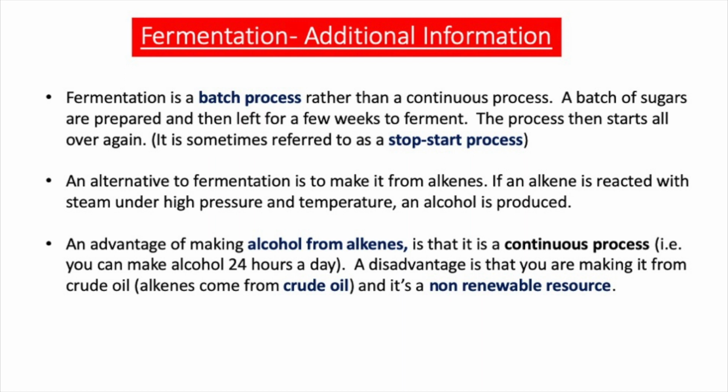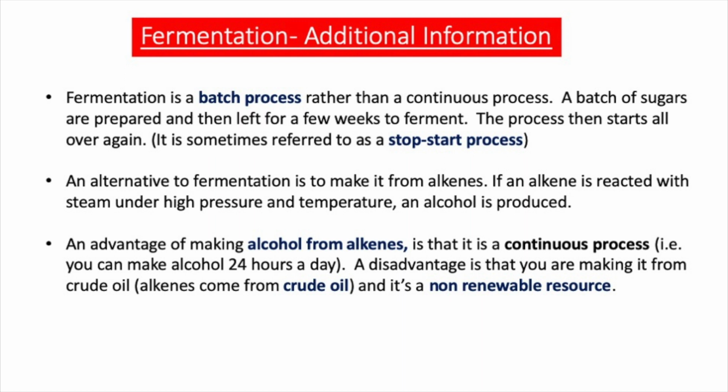Now, an alternative to fermentation is to make alcohol from alkenes. And this is a continuous process. I can make alcohol this way 24 hours a day. And the alkene is reacted with steam under high pressure and temperature, and you get an alcohol. Now, an advantage of making alcohol from alkenes, as I said, is it's a continuous process. So you are able to make alcohol 24 hours a day, and economically that's very good if you're running a business to produce alcohol. But a disadvantage is you're making the alcohol from crude oil, because alkenes come from crude oil, and crude oil is a non-renewable resource.